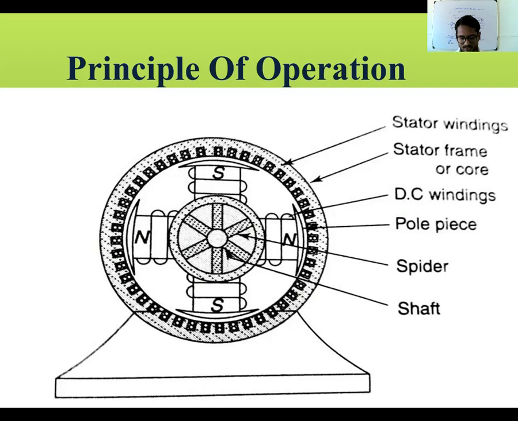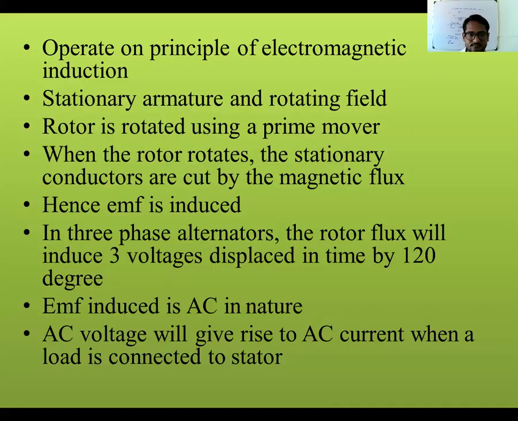Then the field winding is mounted on the poles. After that, damper bars are used in the poles to damp out the rotor oscillations during sudden changes in the conditions. Okay, the operating principle is electromagnetic induction, with a stationary armature and rotating field. We have to discuss that.